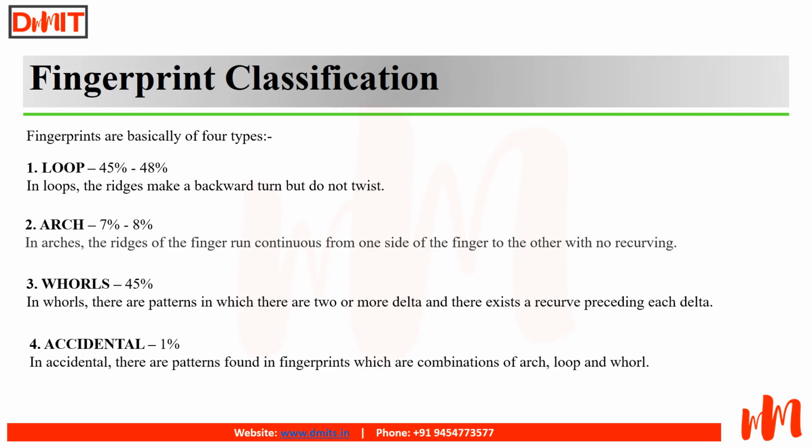The third type of fingerprint is whorl. In whorls, there are patterns in which there are two or more deltas and there exists a recurve preceding each delta. The fourth type of fingerprint is accidental. In accidental, there are patterns found in fingerprints which are a combination of arc, loop or whorl. Basically, in accidental fingerprints, there is no particular dominant type. So these were the four types of fingerprints. We will be discussing each of them in detail along with their subtypes.